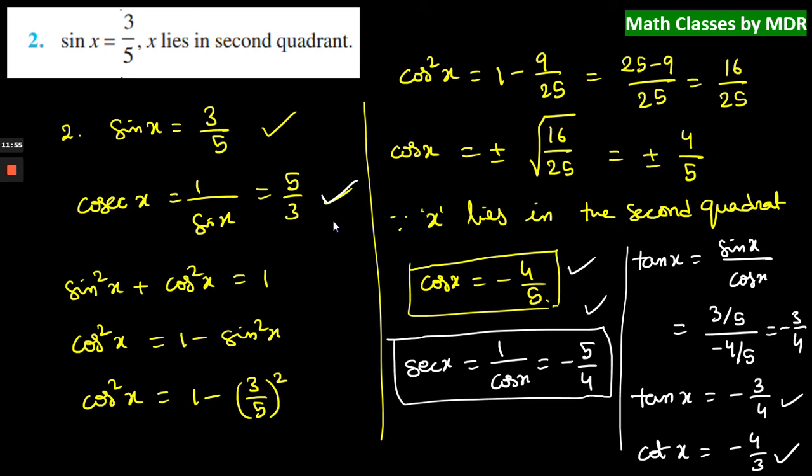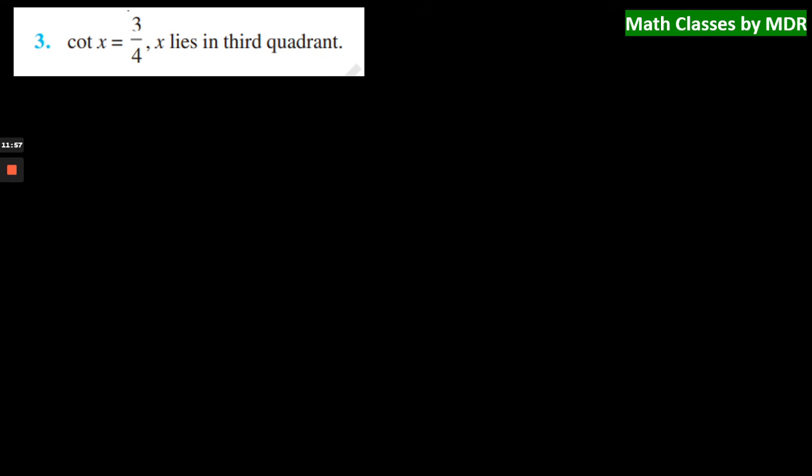Yes. Now let's see the next question. Cot x is equal to 3 by 4, where x lies in the third quadrant. So if cot x is 3 by 4, tan x is 1 by cot x, which is equal to 4 by 3. Right? In the third quadrant, we know that tan is positive, so its reciprocal is also positive. So both tan and cot are positive.